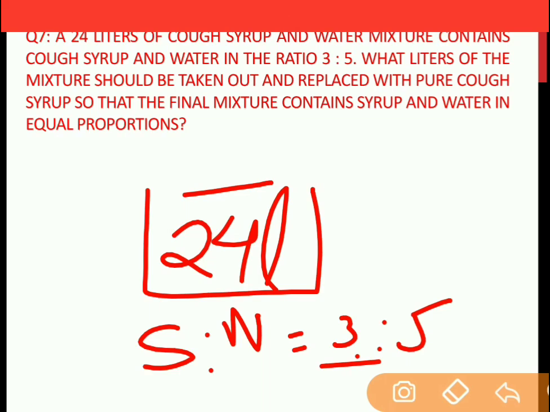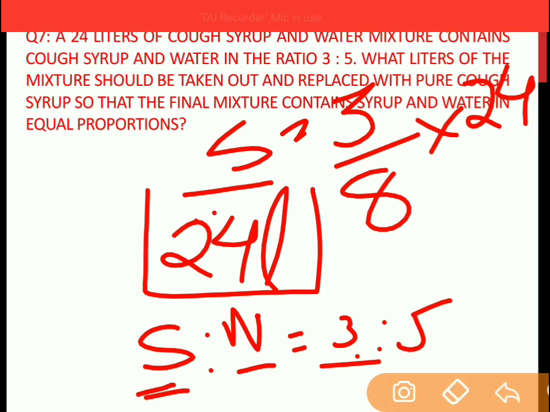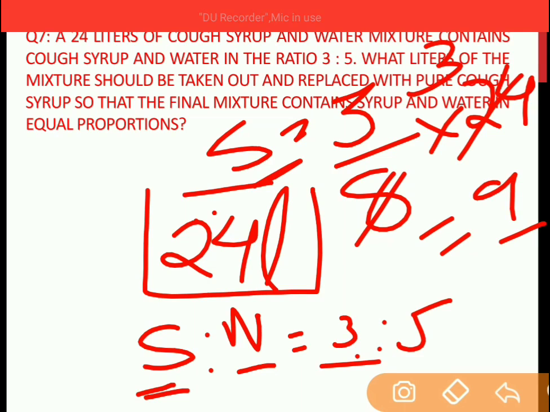Then the trick is to find out the quantity of syrup and the water. So the quantity of syrup in this mixture will be 3/(3 plus 5), that is 3/8 of the total quantity. Fine. So this is the quantity of syrup in the mixture and that turns out to be, 8 3s are 24, so that will be 9 liter. So if 9 liter is syrup, then 24 minus 9 will be 15 and 15 liter will be water.